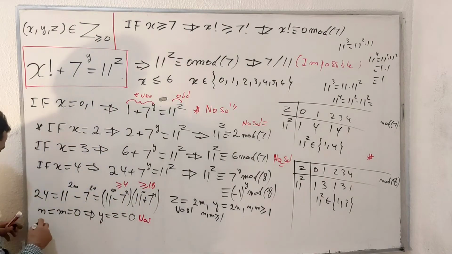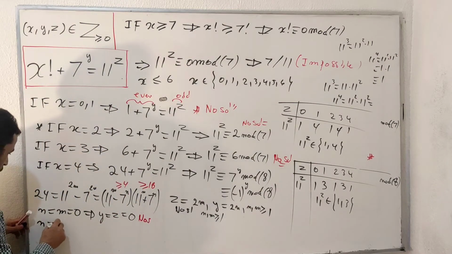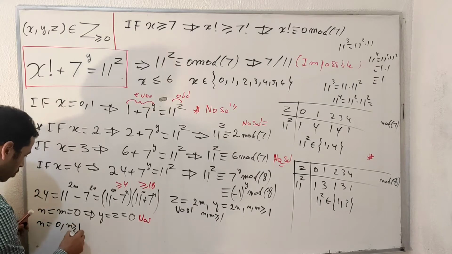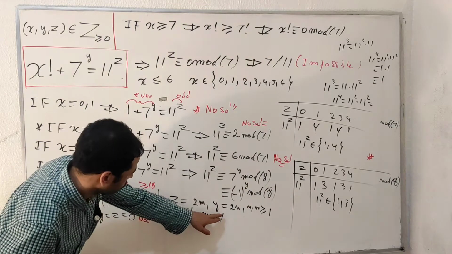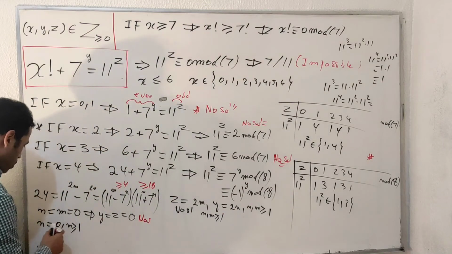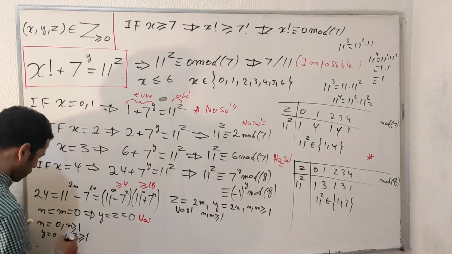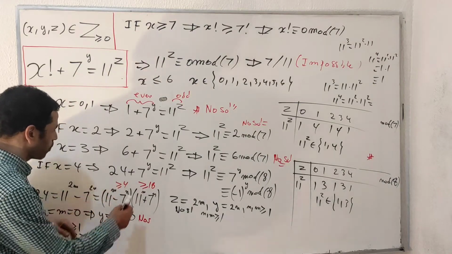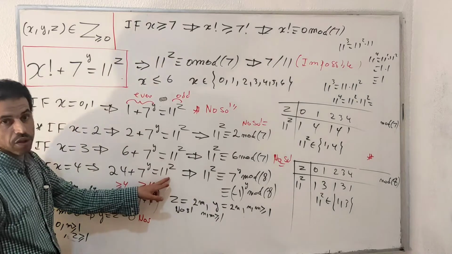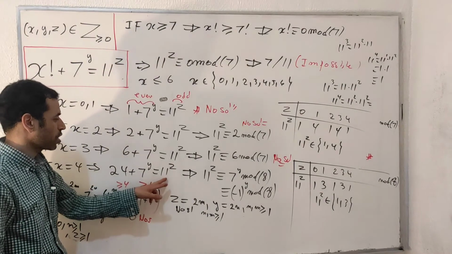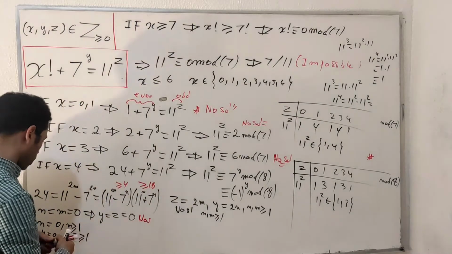Let's check the other case. If n equals 0, but m is greater than or equal to 1. Okay? If n equals 0, which means y equals 0. Okay? This one, z is greater than or equal to 1. Okay? 24 plus 1, which is 25. 25 equals 11 to the z. Since 25 is not a power of 11, this is not a solution as well.